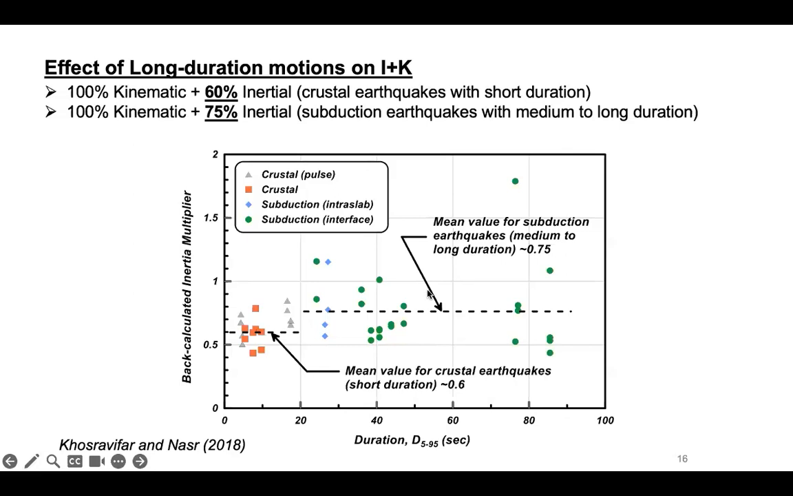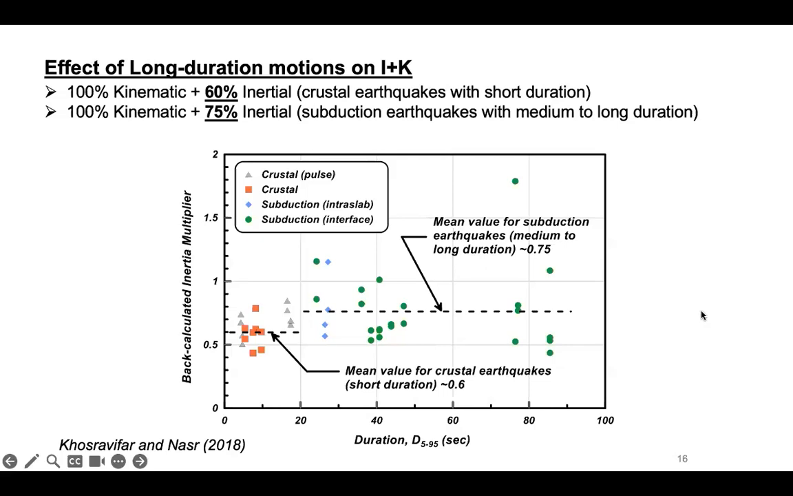There's quite a bit of scattered data, but if you look at the average value for shallow crustal faults, we back calculated about 60% inertia multiplier. For subduction earthquakes, we calculated 75%. So on average, we see about 15% increase when you're dealing with long duration motions.